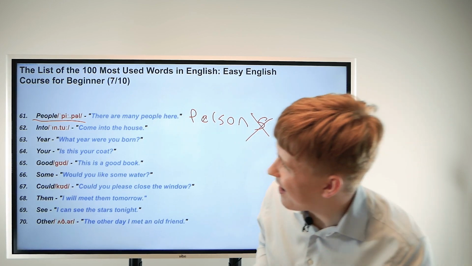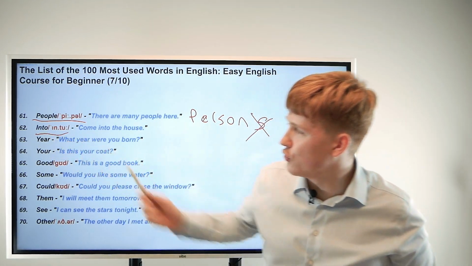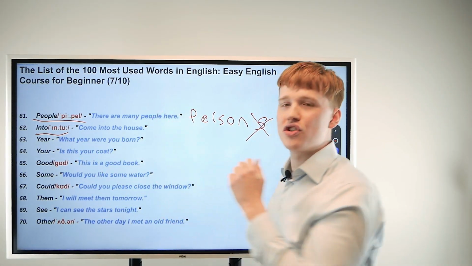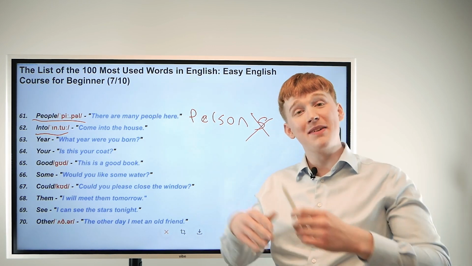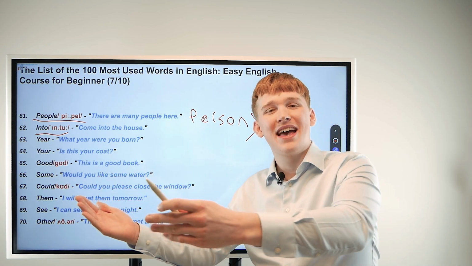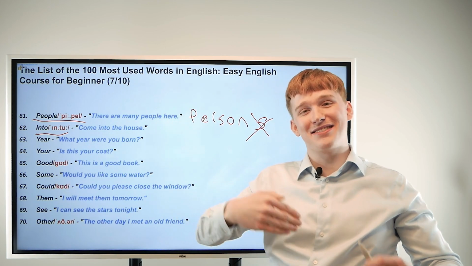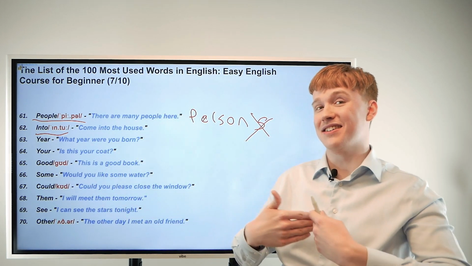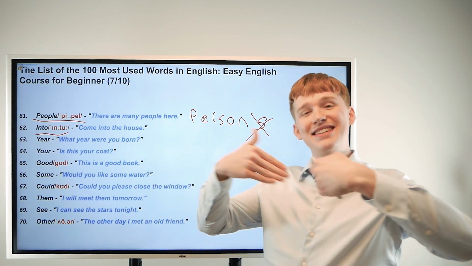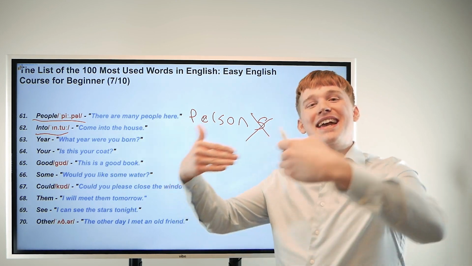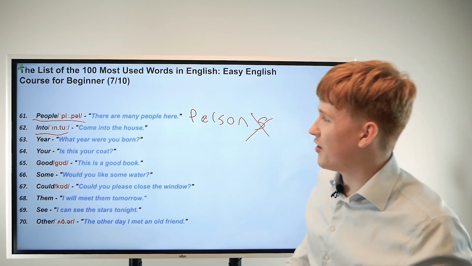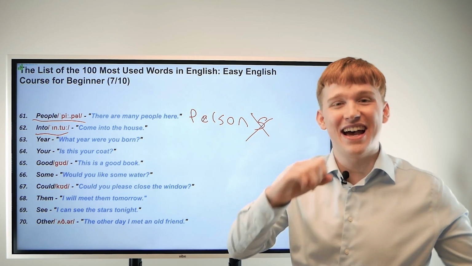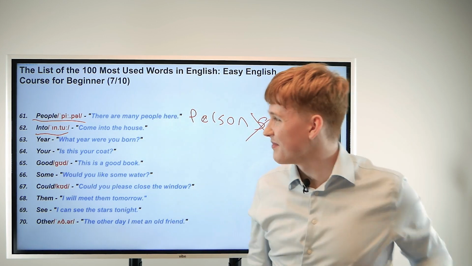Perfect. Next up, we have into. So come into the house. So somebody is outside of the house and you want them to enter the house. They're outside now, you want them to enter. So you want them to come into the house. I'm going into the car. You're entering something that is in while you've just been out.